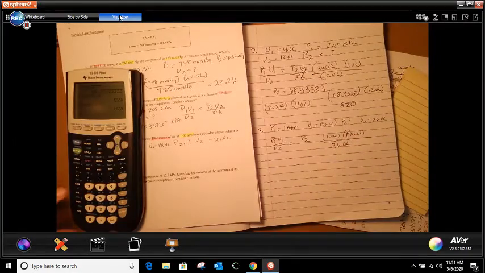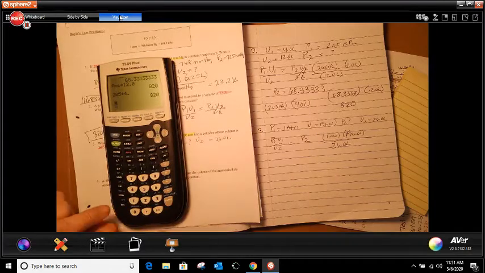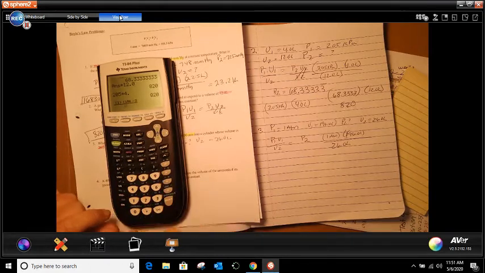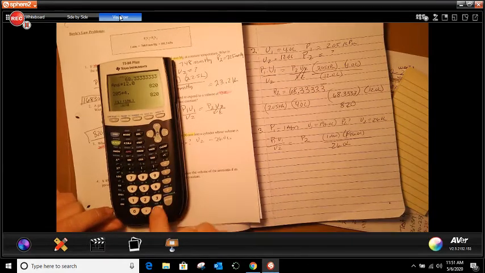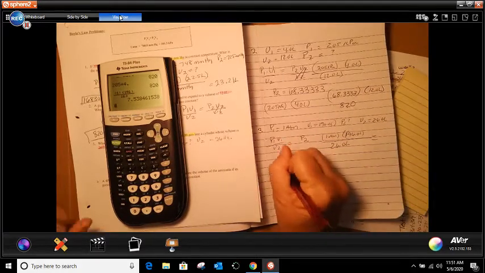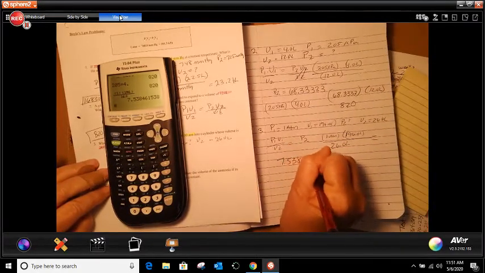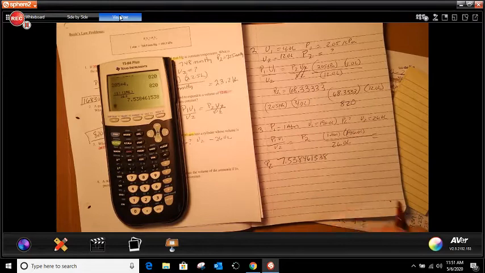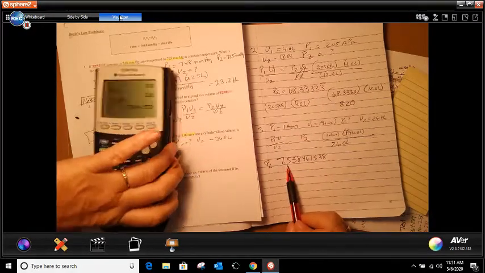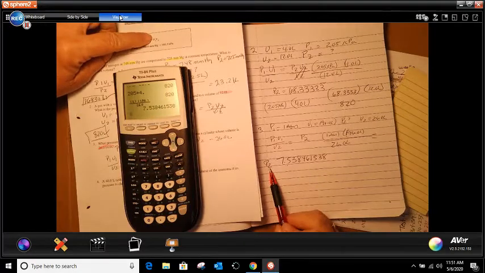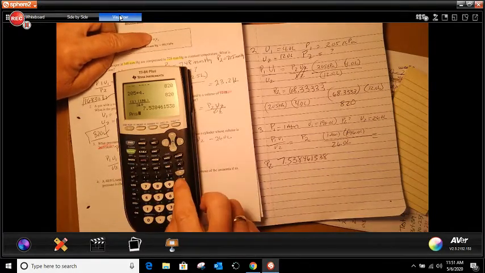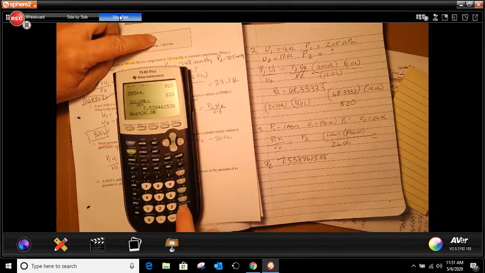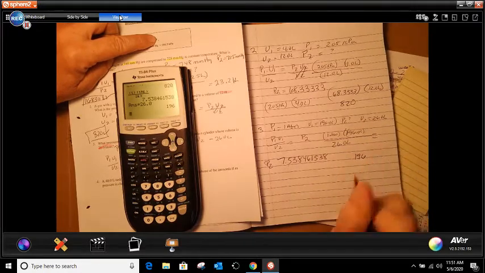So I'm going to go ahead and do alpha Y, enter again. 1 atm times 196 liters over 26 liters is going to give me 7.538461538. Now, that is going to give me my P2. So I'm going to go back to my original equation with my P2. I'm going to take my second answer and multiply that by my V2. Well, my V2 is 26. That gives me 196 as a check answer.